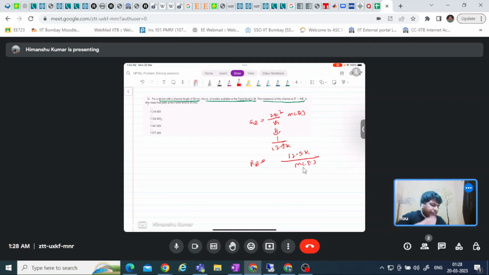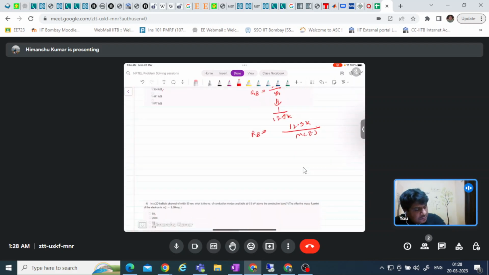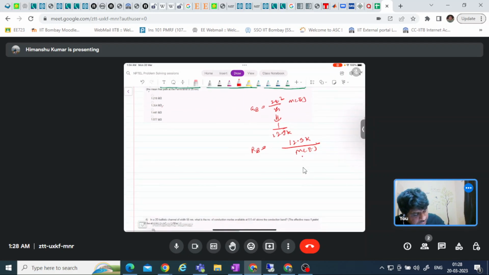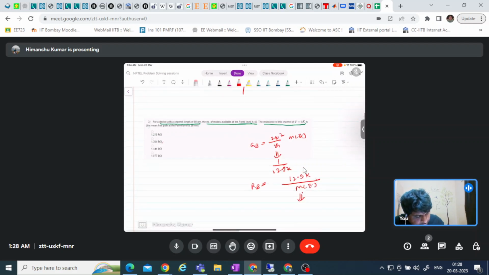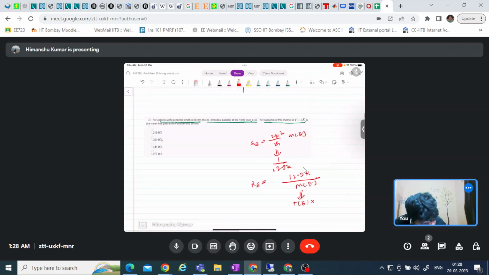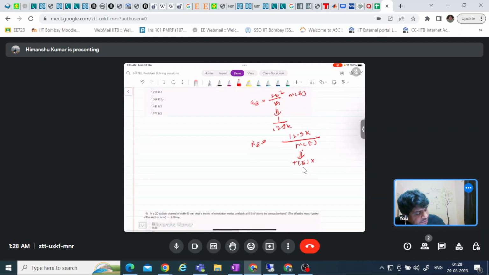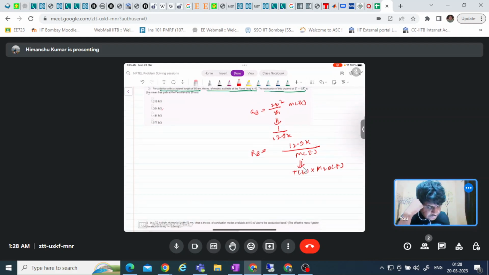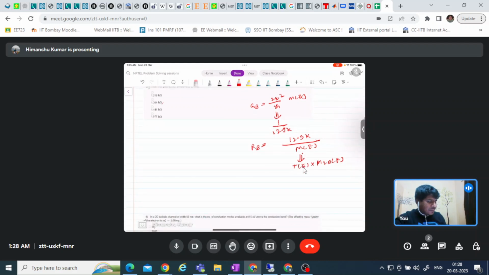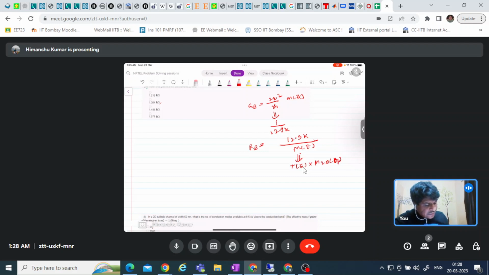So now in our case, it will be equal to this multiplied by T of E times M of E, M of 2D E. So M of 2D E, the number of modes, is given at the Fermi level, so M of 2D at E F is 40.